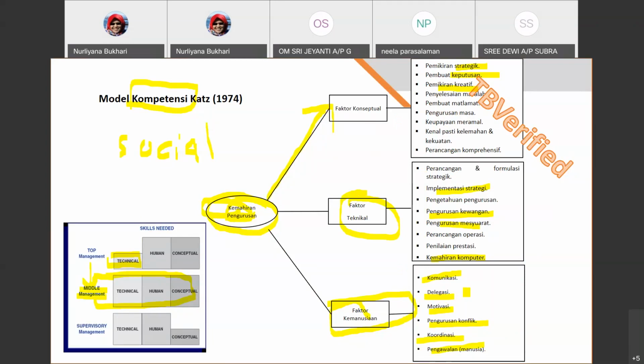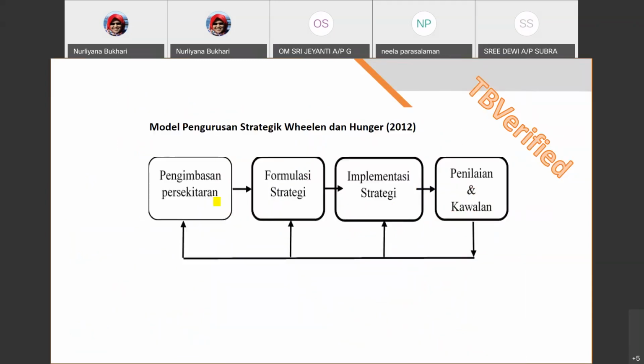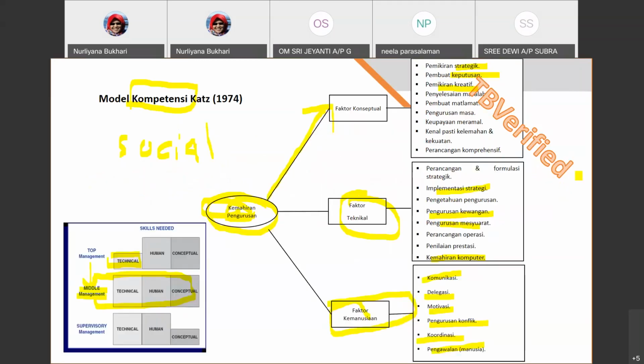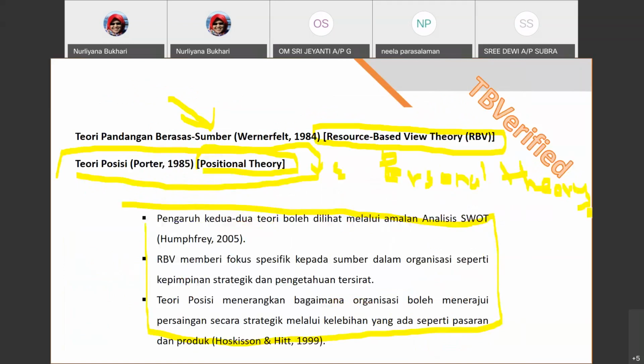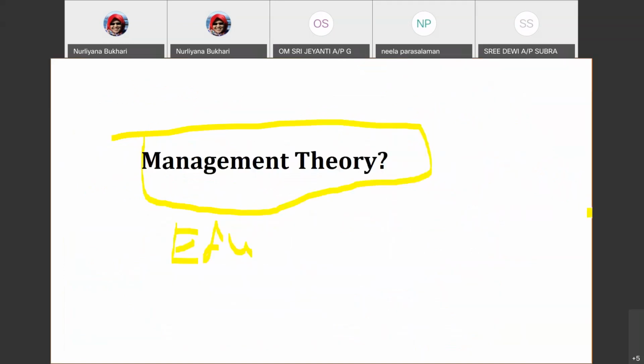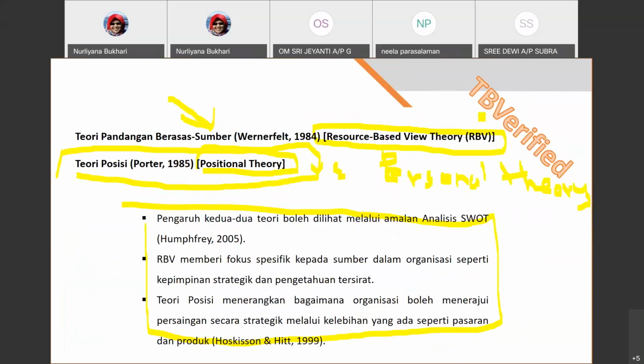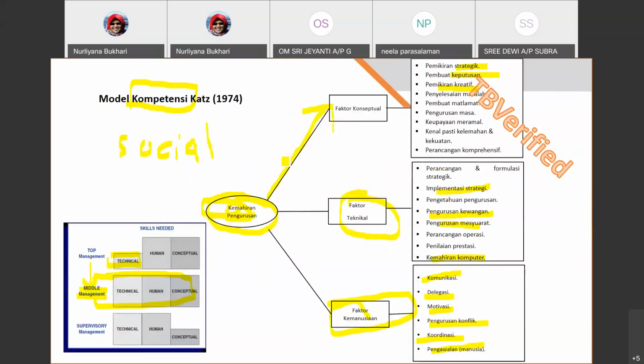This one is strategic management, from Wheelen and Hunger. Start with the environment. You have to explore the environment or scan. Call it pengimbasan, which means scanning the environment. And then you formulate the strategy. Everything marked "to be verified" is straight from his proposal defense, and I think it's really interesting. But later, when he revised his proposal defense, he actually married everything into one. Now it's more like separate theories.